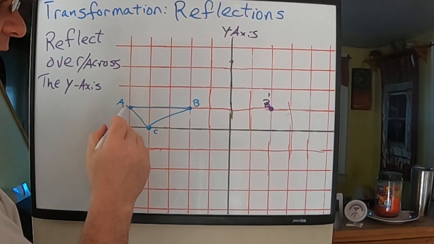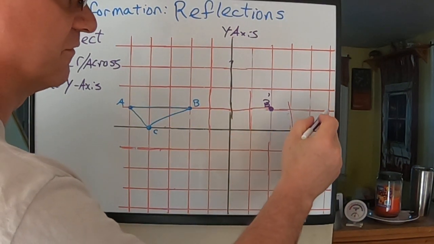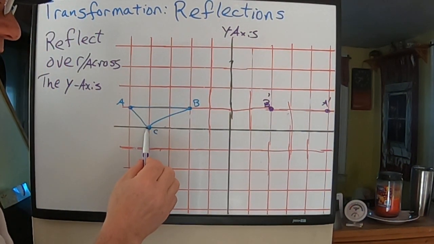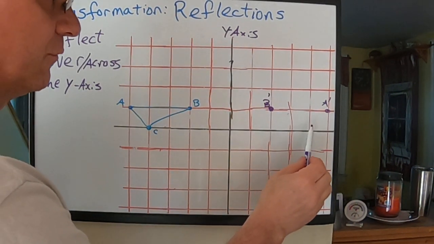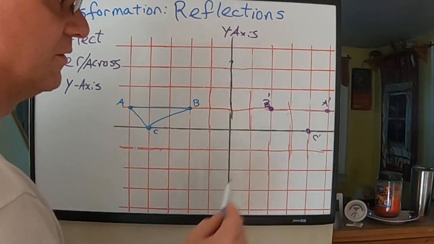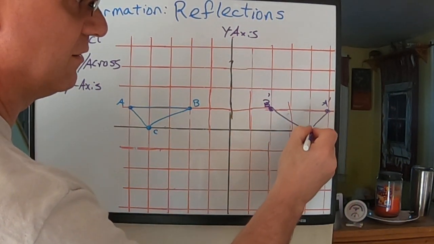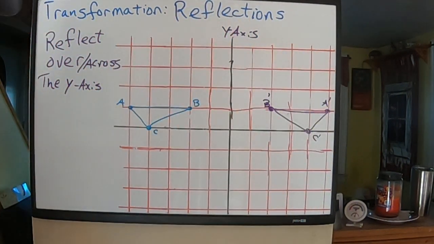Here's A. I have to go 1, 2, 3, 4, 5 to get to the mirror, so 1, 2, 3, 4, 5 straight after the mirror. There's my new A. And C is right here. I have to go 1, 2, 3, 4 to get to the mirror, so 1, 2, 3, 4 after the mirror. There's my new C. So that's a reflection. Of course, if I drew the shape out, you'd see the shape is there. See how it's been flipped across it? All right, so that is a reflection across the y-axis.